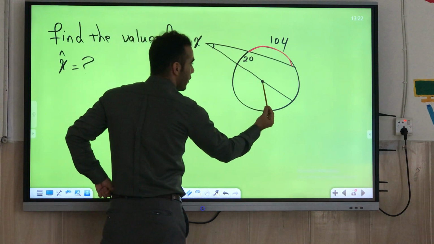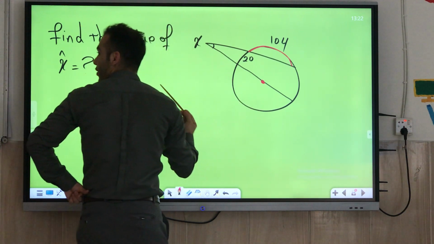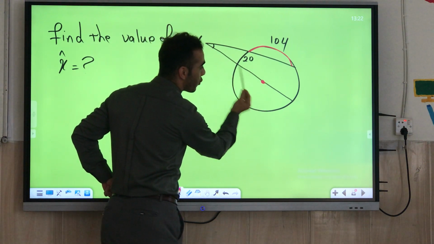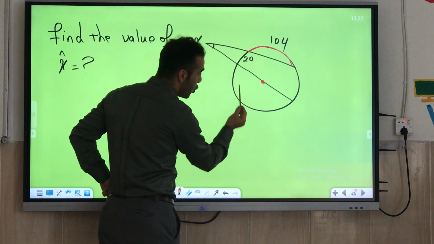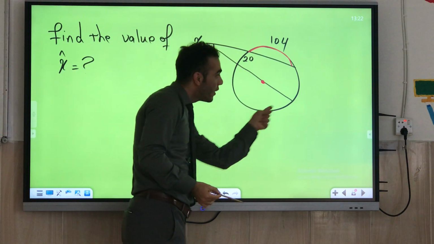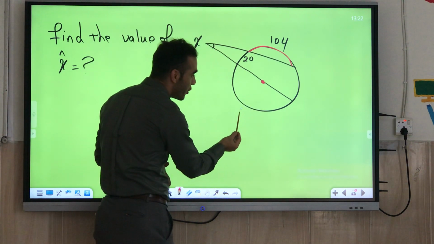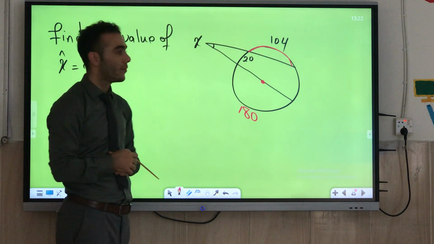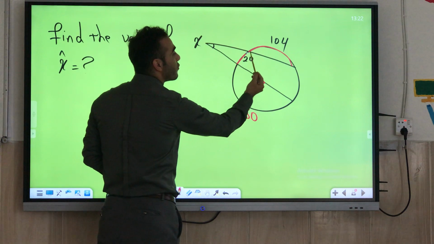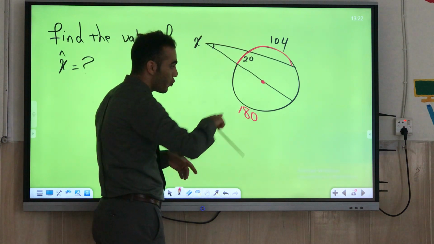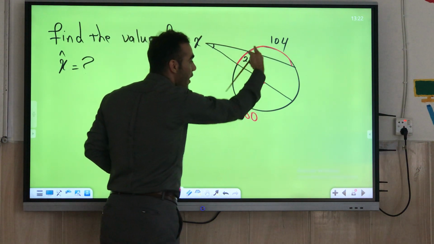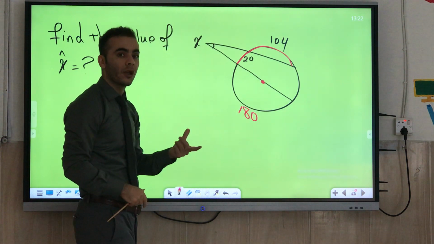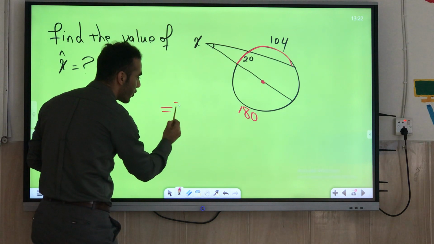And as you can see, the center of the circle is here, and that chord goes through the center. So it means that arc is a semicircle. What is the measure of a semicircle? 180 degrees. And that small arc is 20. So we are going to add these 3 and that part, and then equal to the full circle. What is the measure of the full circle? 360.